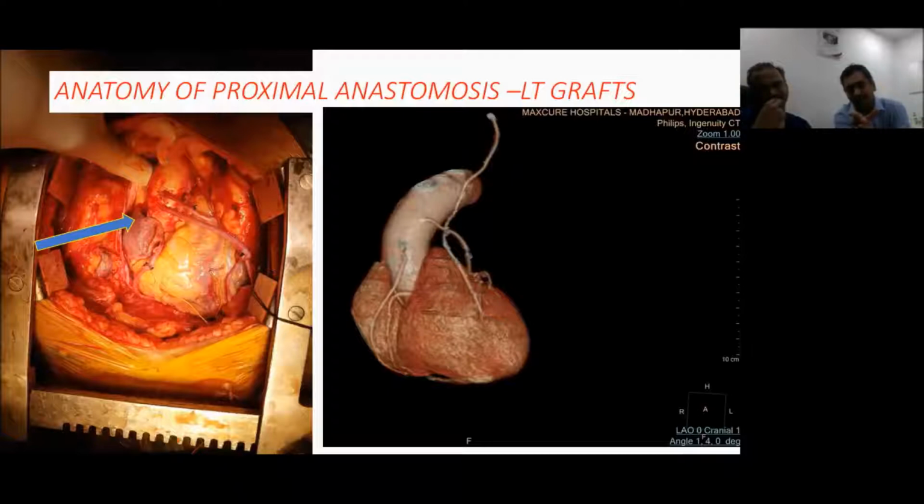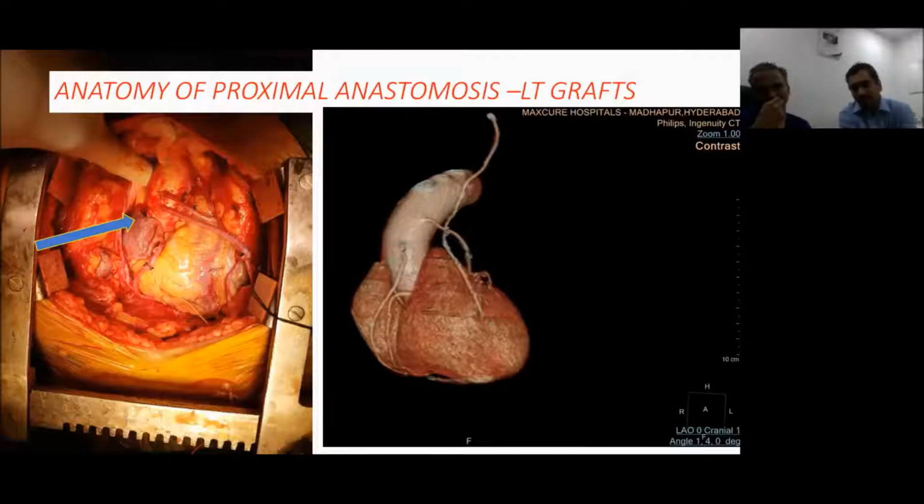Second thing I wanted to say, post-bypass, if someone fibrillates, it has to be LIMA to LAD occlusion. It has to be LAD territory. In my book, that is what happens. If post-bypass, someone develops bradycardia, it is right graft occlusion. So you have to go and check. So these are clear markers.